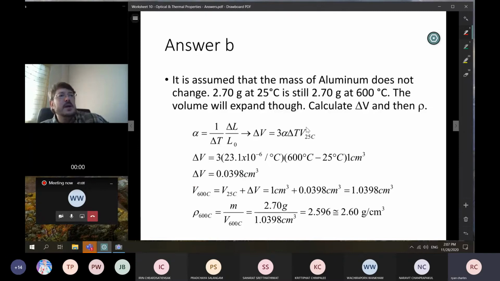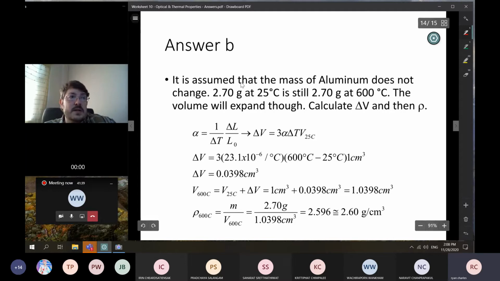All right, and then B. If we heat something up moderately and we don't expect it to change mass, right? It's not going to boil off into aluminum vapor. Then we could expect the density for materials to decrease. If we heat them up and they get bigger volumetrically, then their density should decrease.